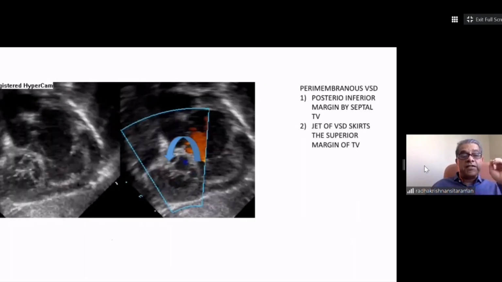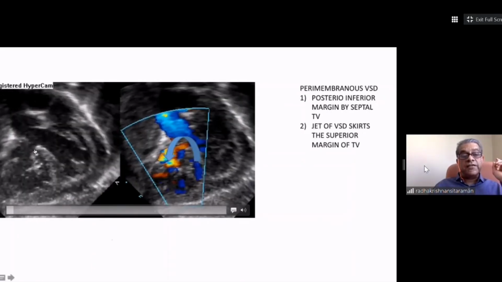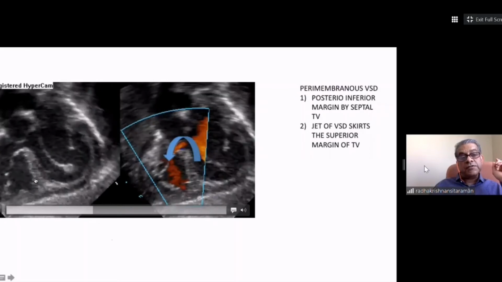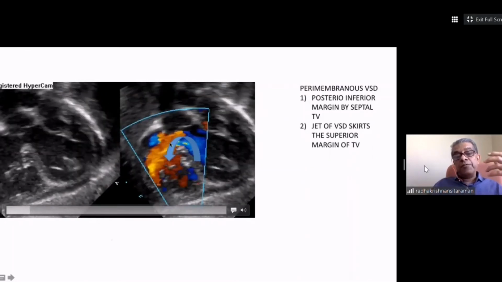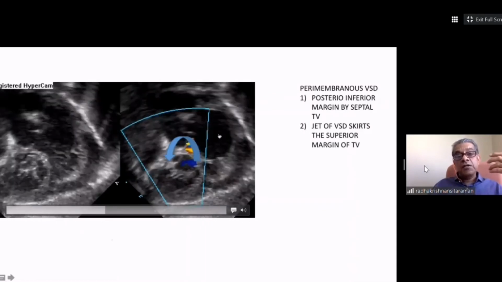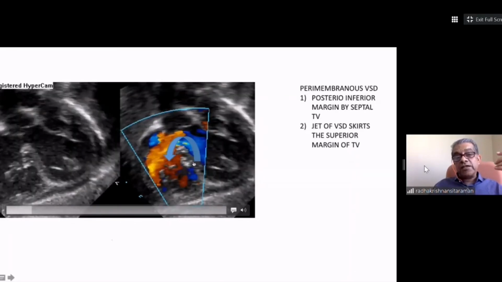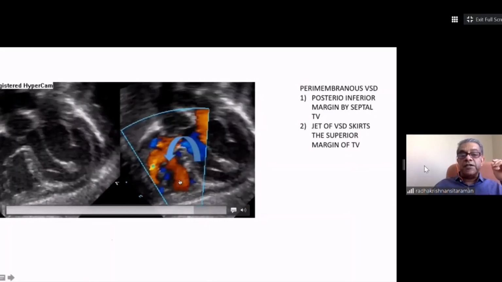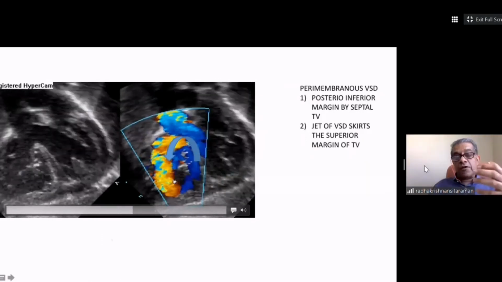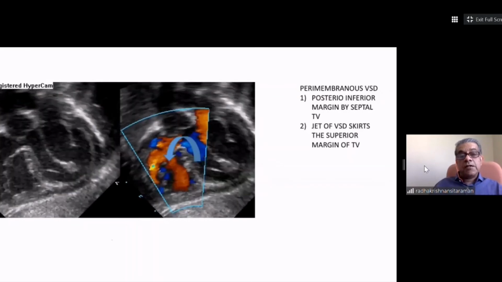This is a typical example of a perimembranous ventricular septal defect. You can clearly see in the left-hand corner that the postero-inferior margin is formed by the septal leaflet of the tricuspid valve. And for people who have done angiographies in the past, this view is typical of the hepato-clavicular cranial view that we use. And you can see how the VSD skirts the septal leaflet of the tricuspid valve and then falls down. So if you're used to angiography, it becomes very easy to interpret these types of ventricular septal defect.